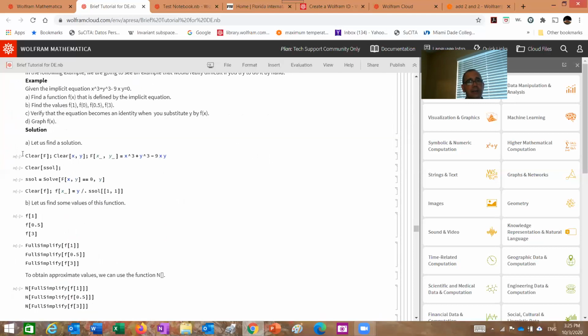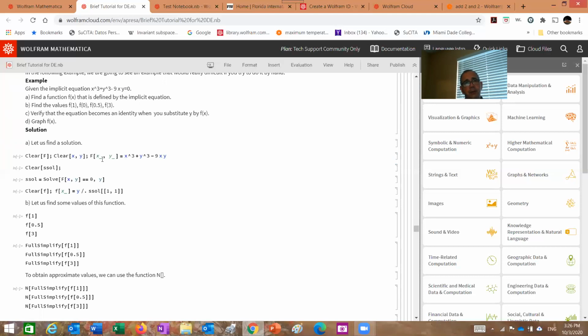And then we're going to start clearing the function f as we did before, and clearing the x and the y. Remember, we use semicolon here when we want to put many inputs, one in a row, but I want the only output that appears here to be the output corresponding to the last input. So I'm going to clear f, clear the x and the y, semicolon, semicolon, and then I'm going to make f of x comma y equal to this expression.